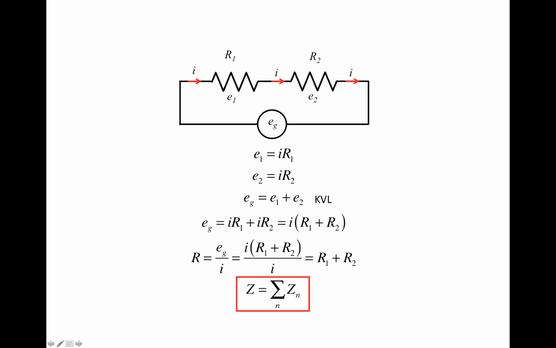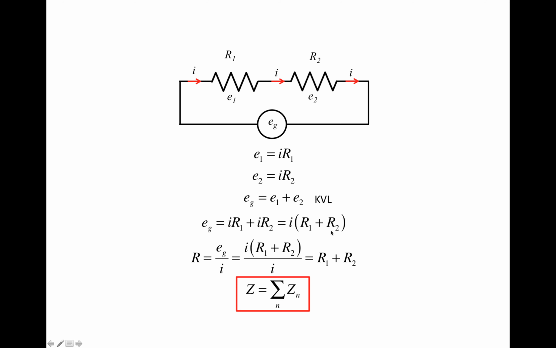Now let's look at what exactly is the effective component for replacing two resistors connected in serial. E1 equals I times R1, and E2 equals I times R2, which are just Ohm's law. And then we also have Eg equals E1 plus E2, which is due to KVL. This is a loop, a voltage loop, so KVL applies. If we bring the expressions for E1 and E2 into this summation, we obtain Eg equals I times R1 plus I times R2. If we collect the current I, we get Eg equals I times (R1 plus R2).